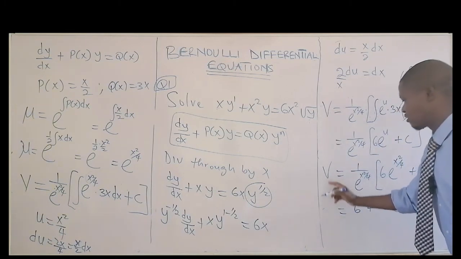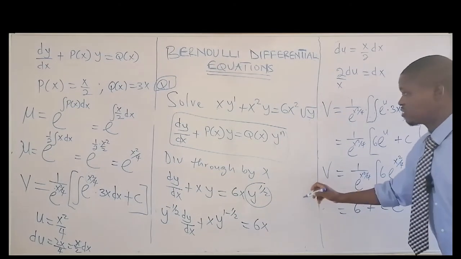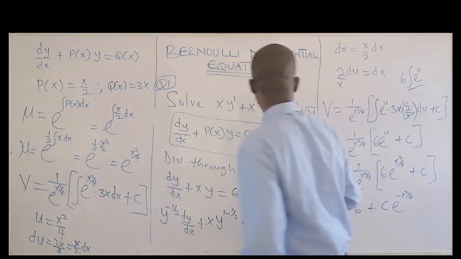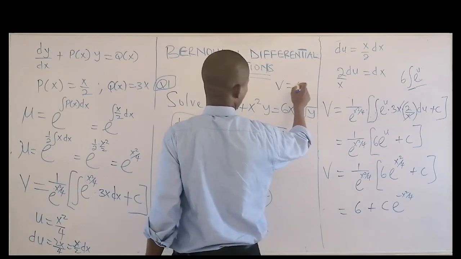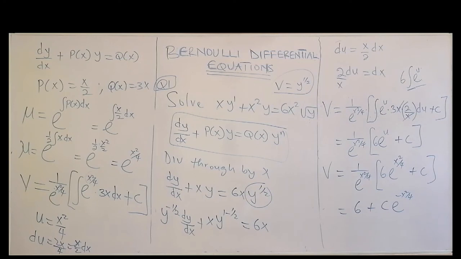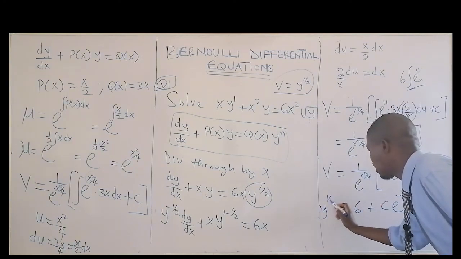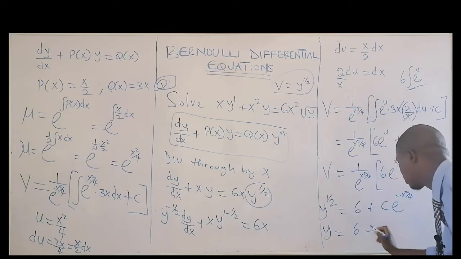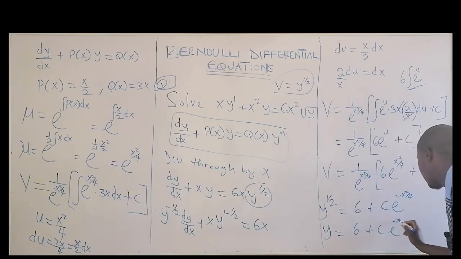That's your v. Then you can substitute back for your v. What's our v in that question? Check the question. I think we used v equal to y to the power of half. Yeah, that's our v. So return that back, and that will equal y to the power of half. The only thing we need to do is square both sides so that the half goes away. Then you have y equal to 6 plus c e to the minus x² over 4, all squared.